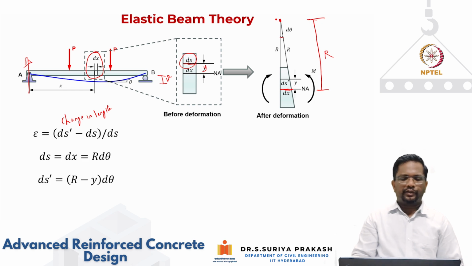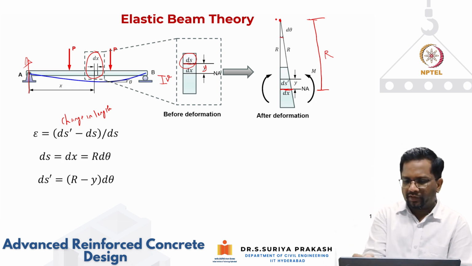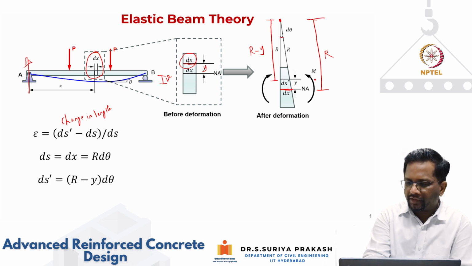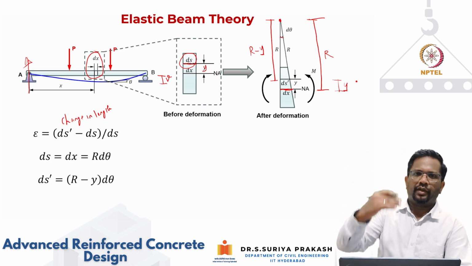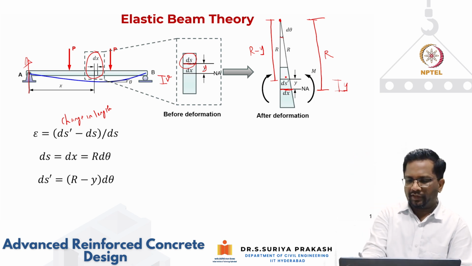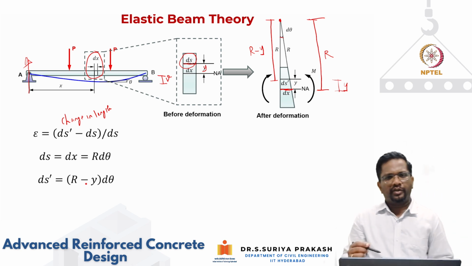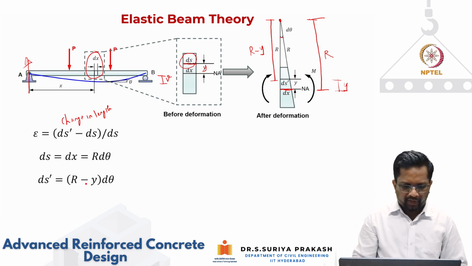Now what is ds prime? Similarly, if you look at it, what is ds prime? So from here to here, what is the distance? Which is nothing but r minus y. Because this is the distance we have taken. Okay, this is the distance which is y. From the neutral axis, I am taking the fiber at a distance of y. So the ds prime from this location is going to be r minus y. So what would be the length for ds prime? Ds prime can be written as r minus y into d theta, right?